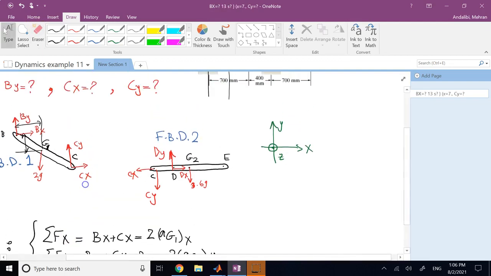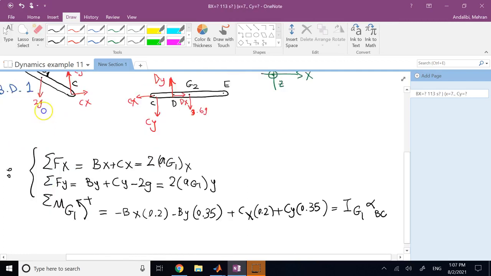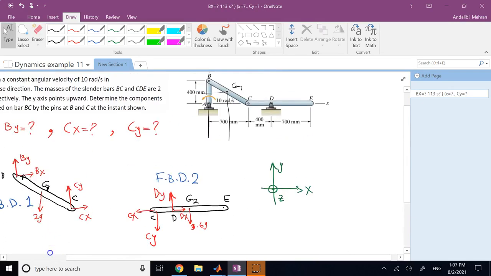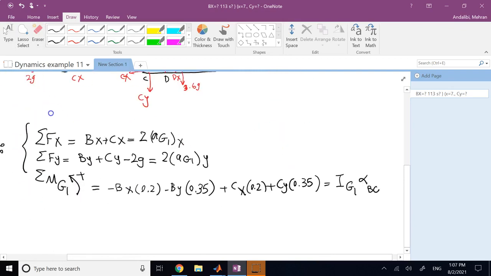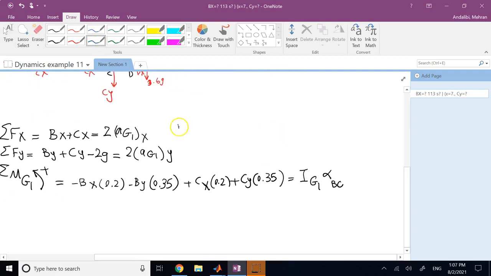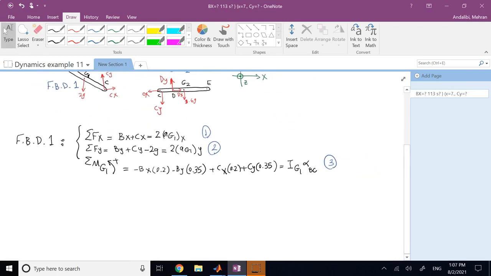So these are my equations. Let's see if I can clean this up without cleaning the rest of it. Yeah, it's not too bad. So if I call these equations 1 to 3, then I need to look at FBD number 2.